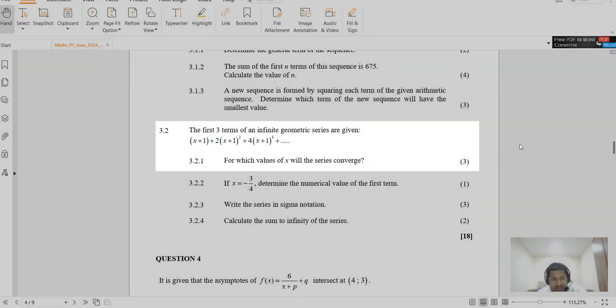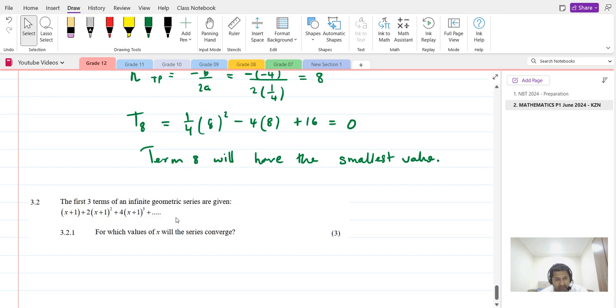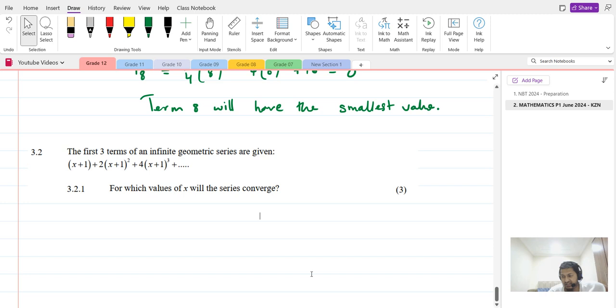3.2. Now remember convergence and divergence. When does the series converge? And they said it's an infinite geometric series. So when will the series converge? It converges if you have minus 1 less than r less than 1.